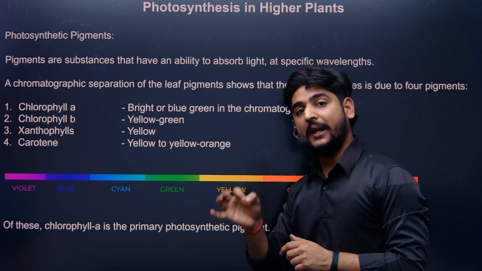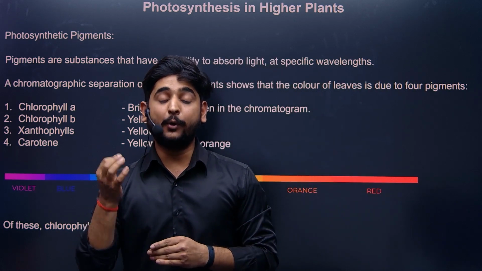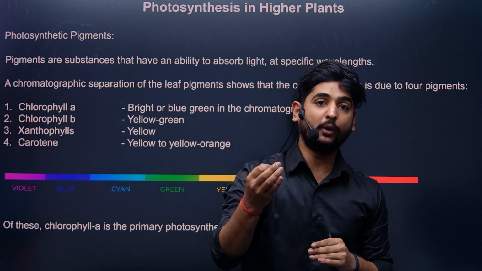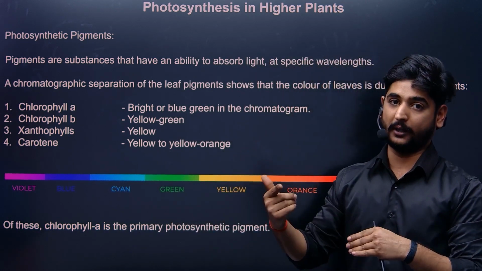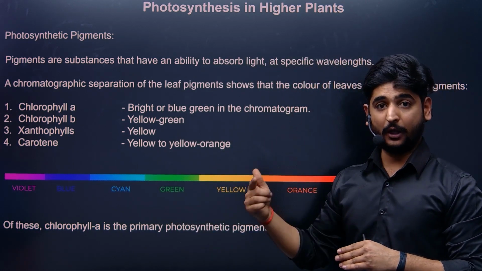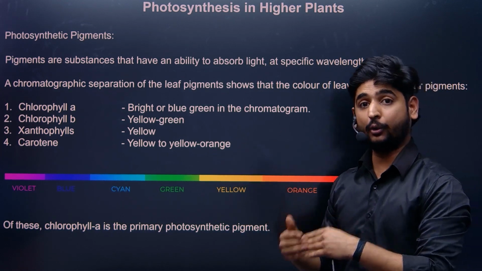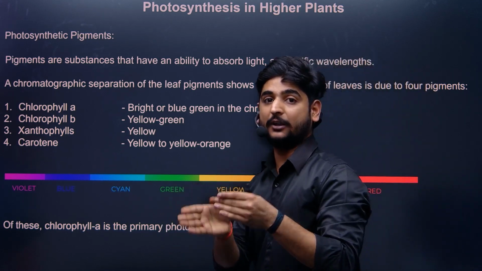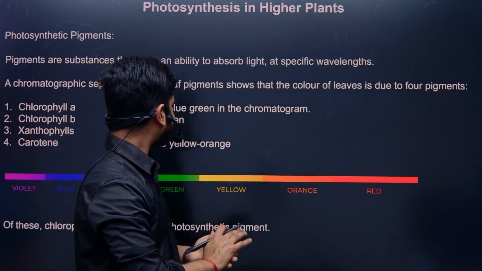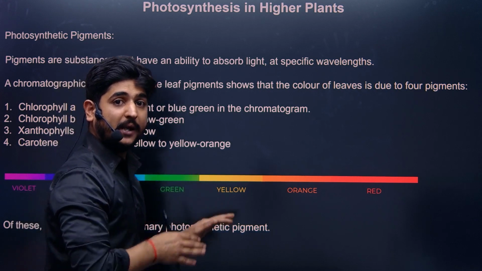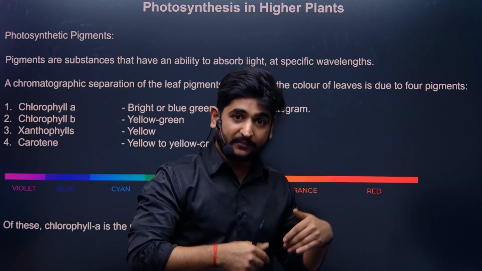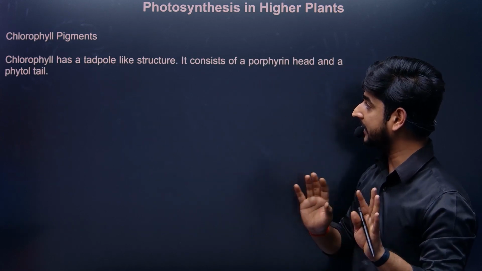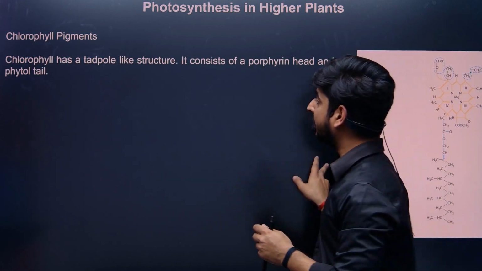Chlorophyll A will appear blue green, whereas chlorophyll B will appear yellow green. Now xanthophylls will appear yellow, whereas carotene will appear yellow to yellow green. So see, carotenoids are the bigger group. Inside the carotenoids are the xanthophylls and carotenes. Okay. Now chlorophyll A is the primary photosynthetic pigment, as we are going to figure out later that it is the reaction center. What is the reaction center? We'll see, just wait.